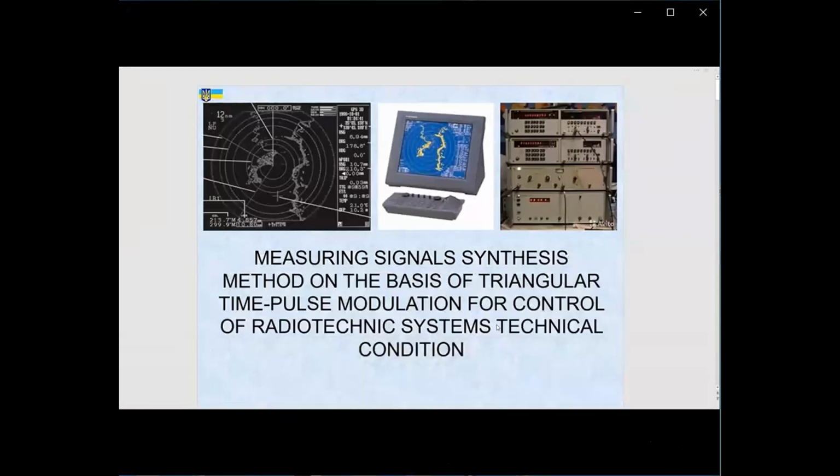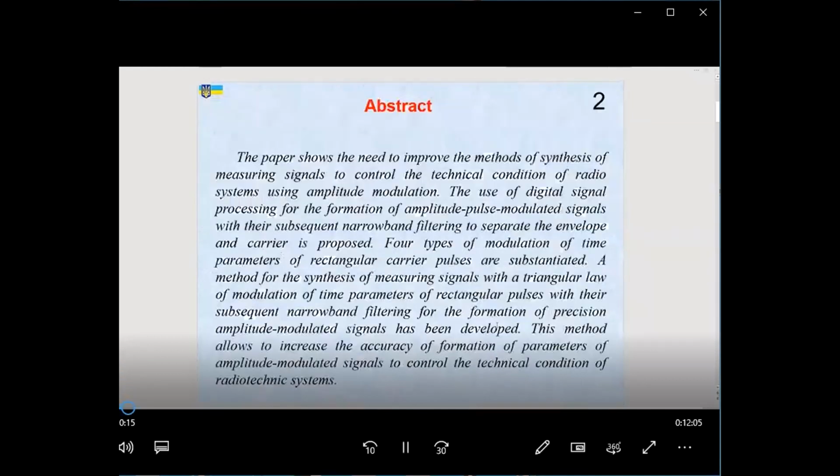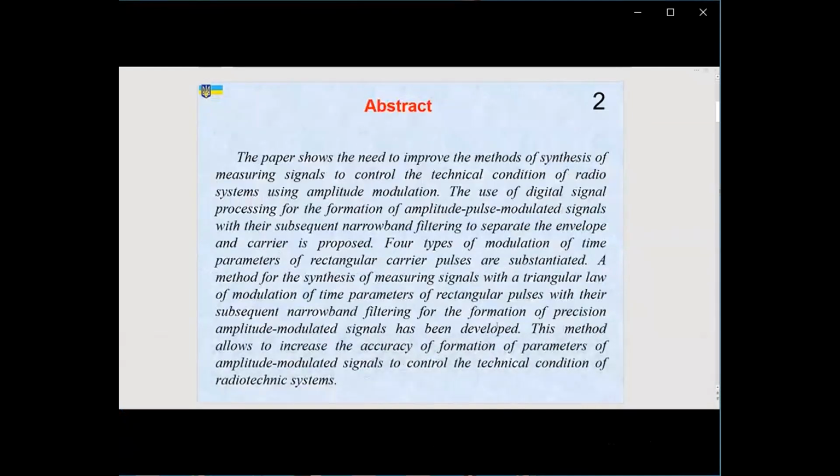Dear colleagues, the topic of my presentation is the measuring signal synthesis method on the basis of triangular time pulse modulation for the control of the technical condition of radio technical systems. The paper shows the need to improve the methods of synthesis of measuring signals to control the technical condition of radar systems using amplitude modulation.